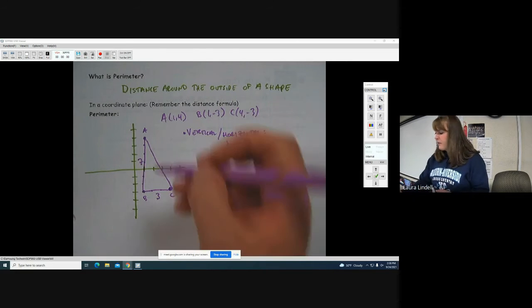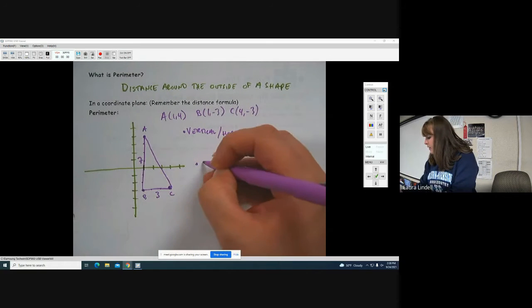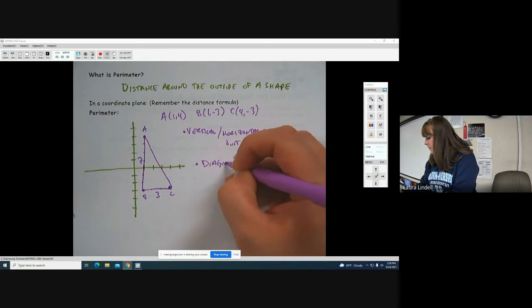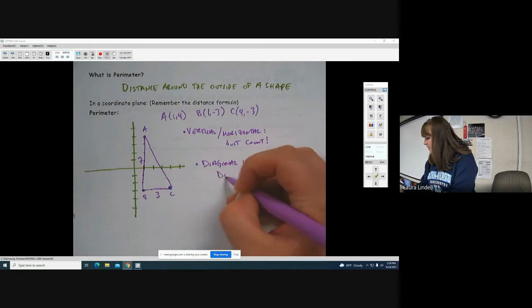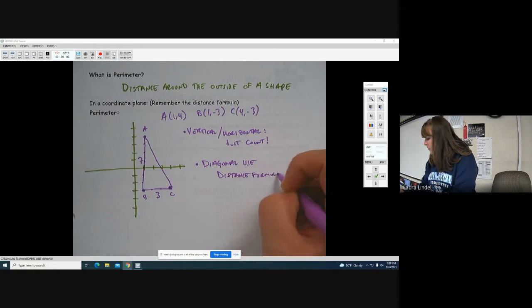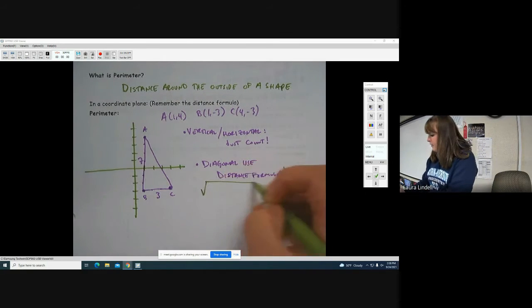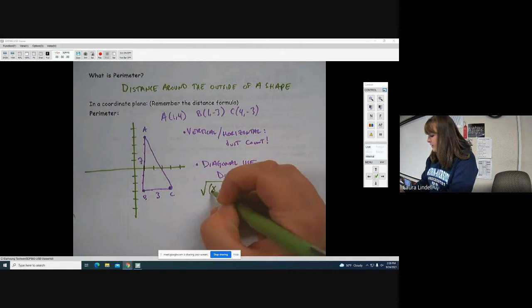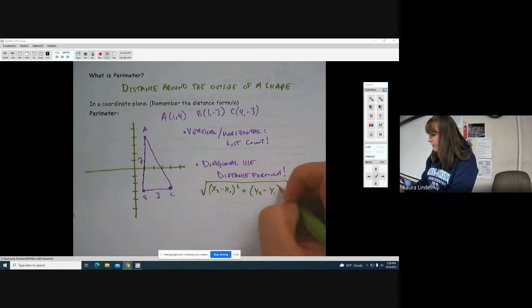The problem is when it comes to diagonal sides, I can't just count how far that is. So for diagonal sides, instead, we are going to use the distance formula. And that is something that we learned back in 1.3. Let's remind ourselves what that formula is. It's the square root of (x2 minus x1) squared plus (y2 minus y1) squared.